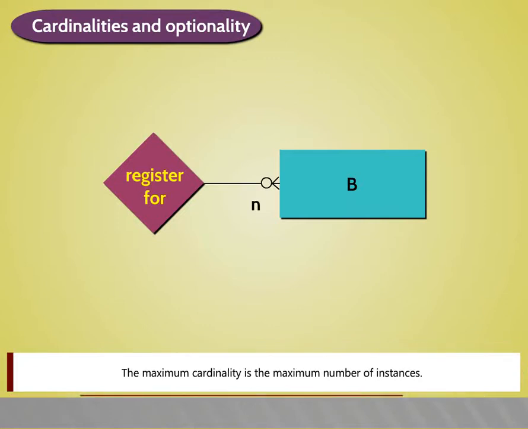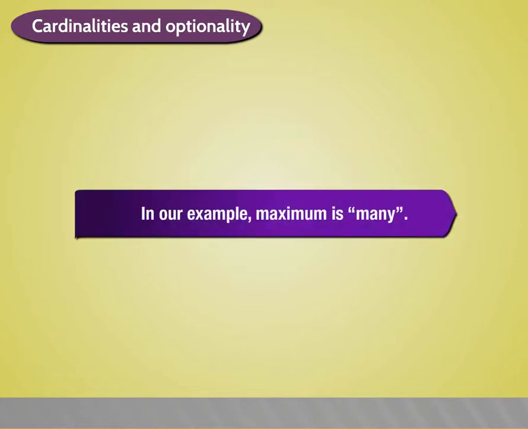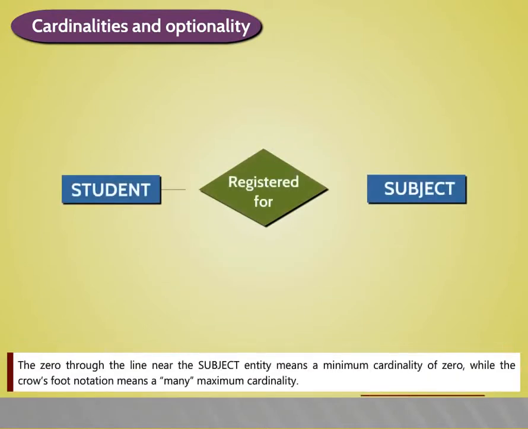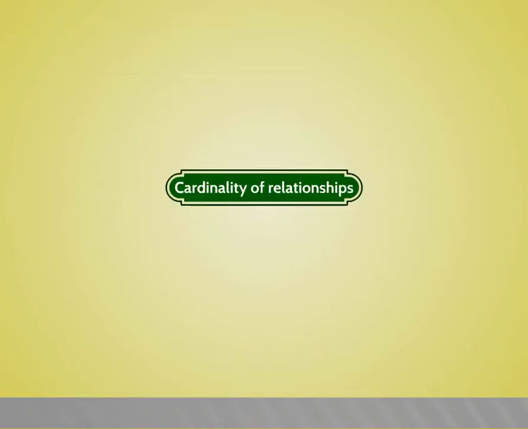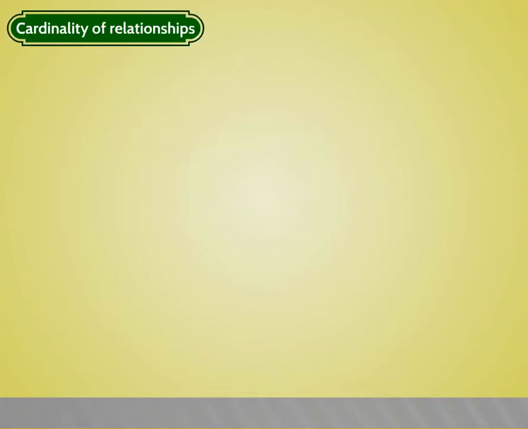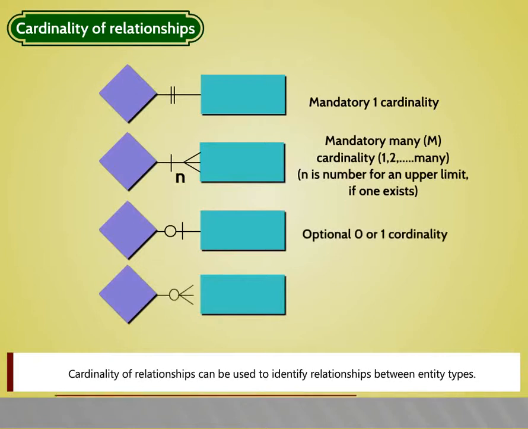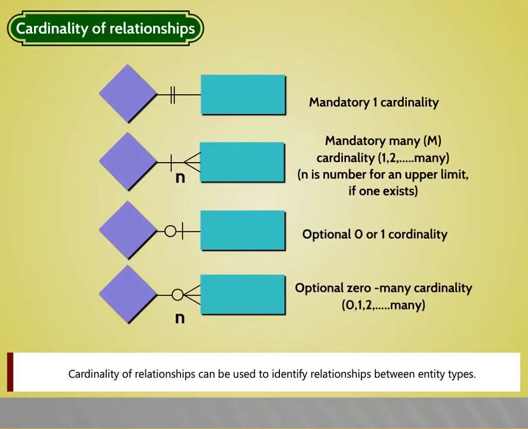The maximum cardinality is the maximum number of instances. In our example, maximum is many. The modified ER diagram. The 0 through the line near the subject entity means a minimum cardinality of 0, while the crow's foot notation means a many maximum cardinality. Cardinality of relationships can be used to identify relationships between entity types.